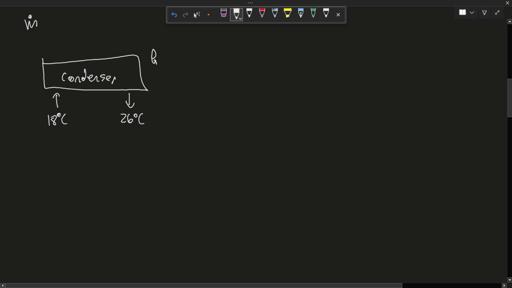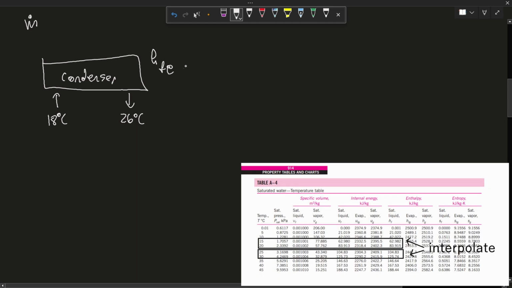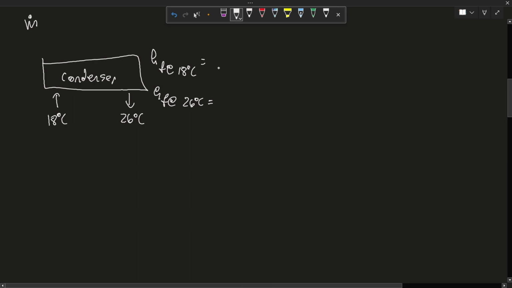We just look at hf at 18 degrees Celsius of water. So it's a completely different table. And at 26 degrees Celsius, which is going to be 75.54 and 109.012. All right. So basically, this is your Q out in our system. It's going to be the same as the heat absorbed by the water. That's all it's saying.